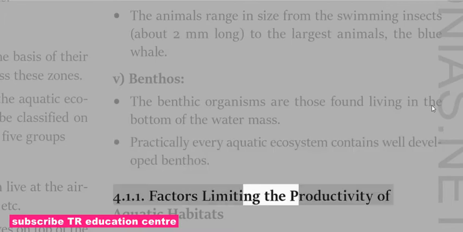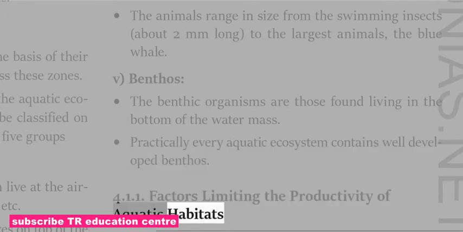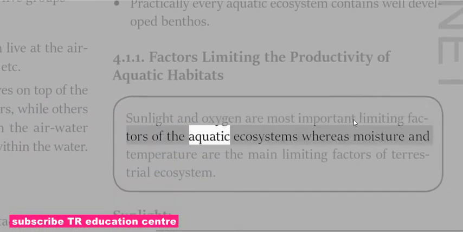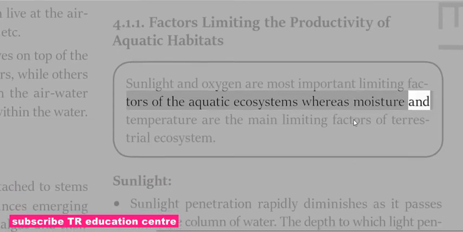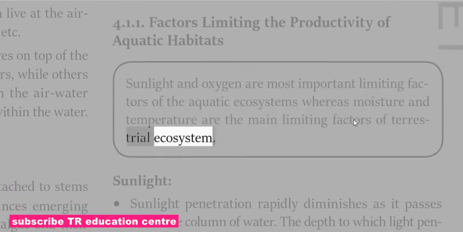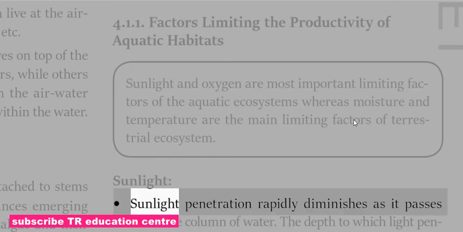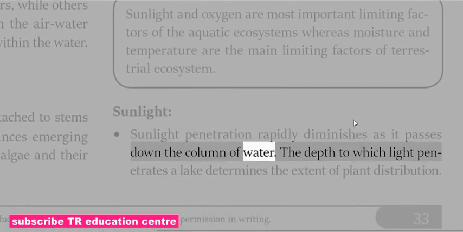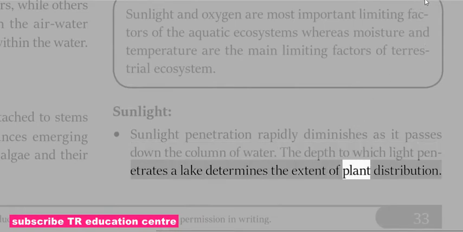4. Factors limiting the productivity of aquatic habitats. Sunlight and oxygen are the most important limiting factors of the aquatic ecosystems, whereas moisture and temperature are the main limiting factors of terrestrial ecosystems. Sunlight penetration rapidly diminishes as it passes down the column of water. The depth to which light penetrates a lake determines the extent of plant distribution.